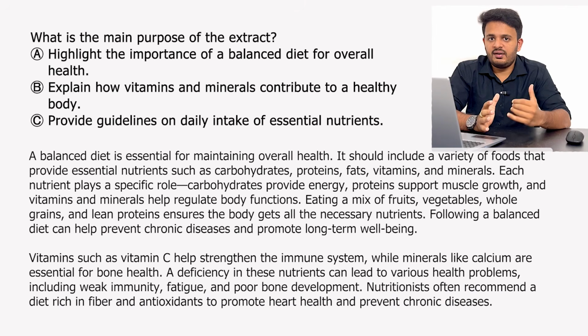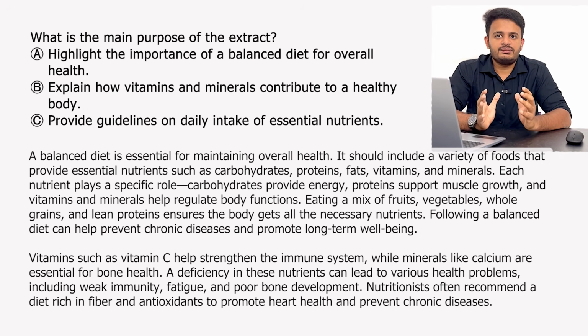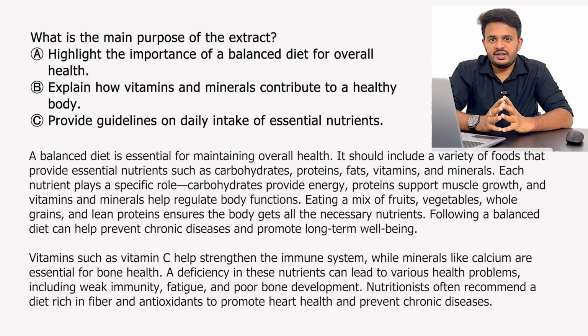The extract starts by stating the importance of a well-balanced diet and what all should be included in a balanced diet. Then it further states the role of carbohydrates, proteins, minerals, and vitamins for our body. It also discusses how a balanced diet can help in lowering certain disease conditions. The second paragraph explains the role of vitamins and minerals and winds up by stating the role of fiber and antioxidants, and how important it is for our body function. I hope this is clear. Now, if you look at it carefully, we can see that the entire extract is saying the importance of a balanced diet and how to achieve it, isn't it?